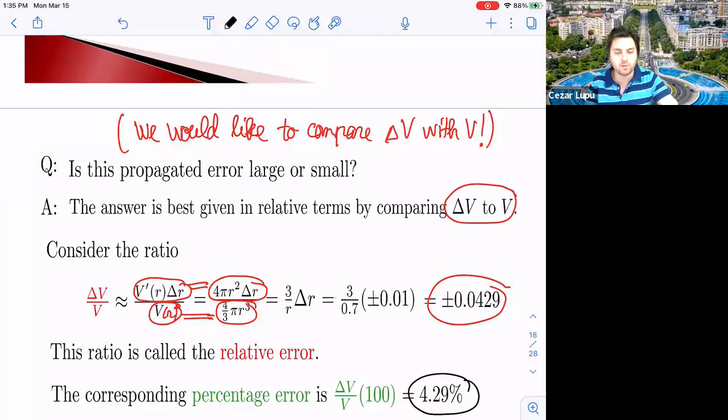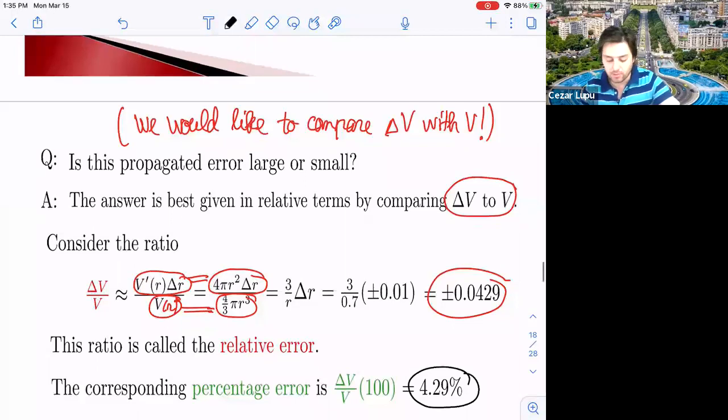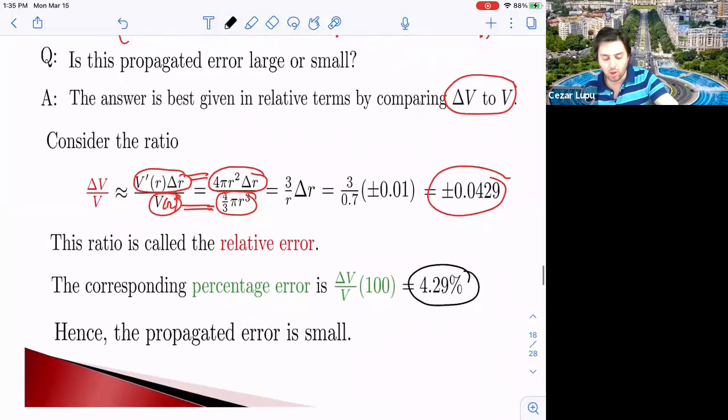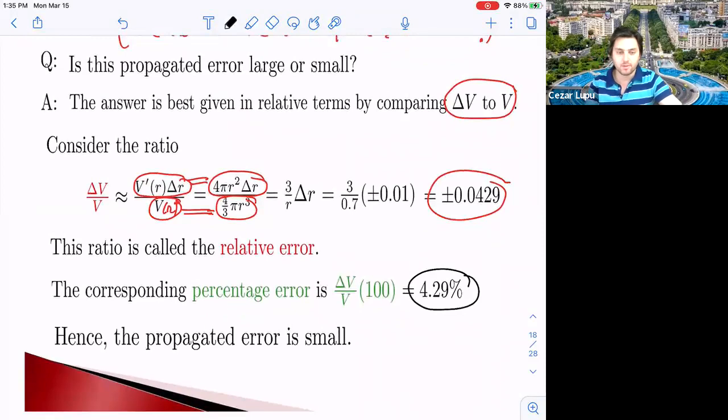So what do you think? Is the propagation large or small? If you multiply this by 100, it's like 4.29%. So what do you think? Is this small or large? Small, indeed. So the propagation error is small. You see how you can apply derivatives and everything in real life situations.